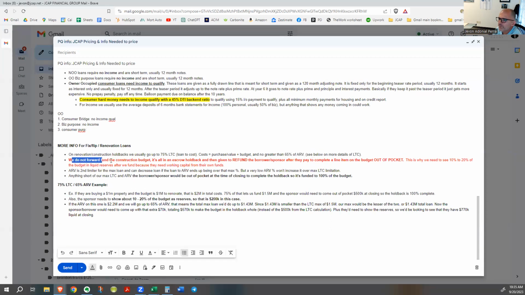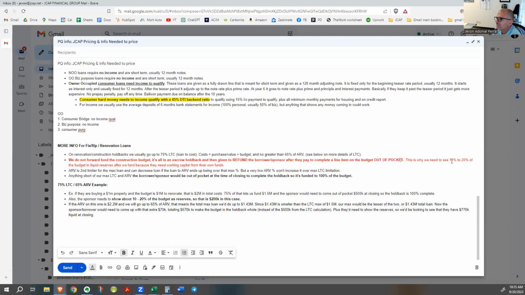We do not forward fund construction budget. So that means that we're not going to give them cash. If there's cash to do your work, we're only going to say, hey, we have the cash, finish at least a line item, and then you'll get paid back. It's all in escrow, holdback, and then given to refund the borrower or sponsor after they paid the complete line item on the budget out of pocket. They pay it, and we pay it back.